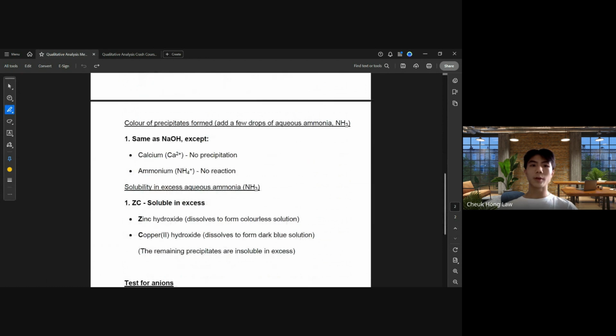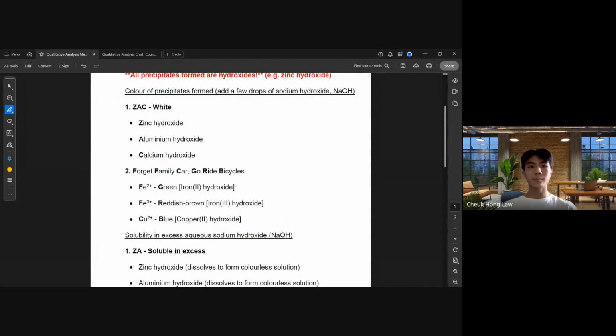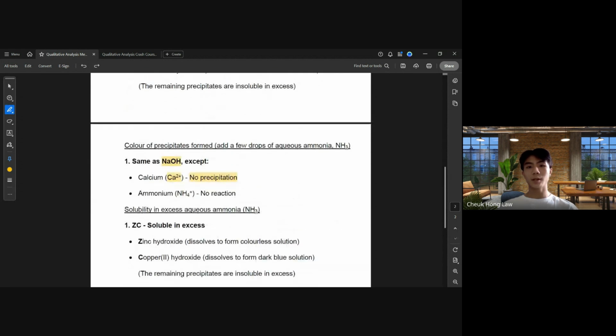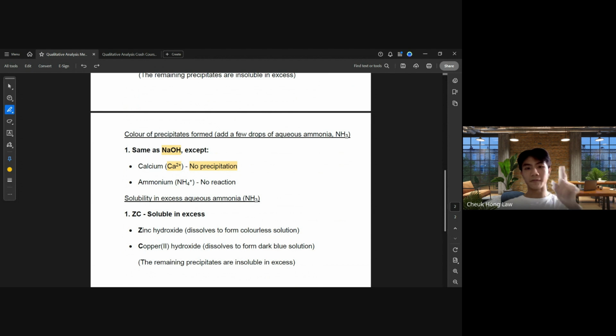Now let's look at aqueous ammonia. So again, two things to look out for: color of precipitates formed and solubility in excess. So when you add a few drops of aqueous ammonia, for the color of precipitates, it's actually similar to when you add sodium hydroxide, but there are two differences. The first difference is there will be no precipitation when you test for calcium ions. Remember previously when you test for calcium, there's a white precipitate. But when you use aqueous ammonia, there's no precipitation. Okay, that's the first difference.